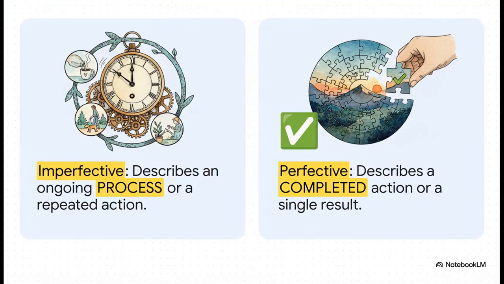Okay, let's break it down. The imperfective aspect, that's your process verb. It's all about the doing. Think of an action that's ongoing or something you do over and over again. Now, the perfective aspect, that's your result verb. It's all about something being done, a single completed action. See? Process and result. It really is that simple.